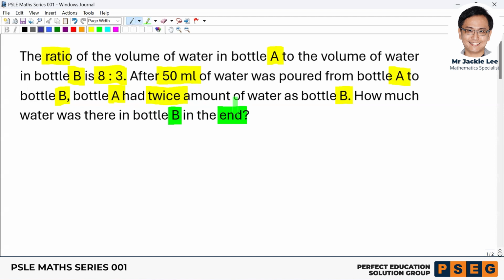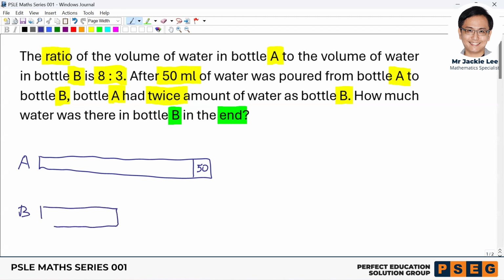I'm going to show you two methods to solve this. The first one is called the bar model method. So we draw the bar A. Towards the end, let's say 50 will transfer to B. So this is going to transfer over, and then in the ratio of 2:1 later, right?